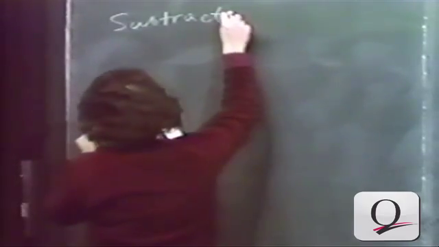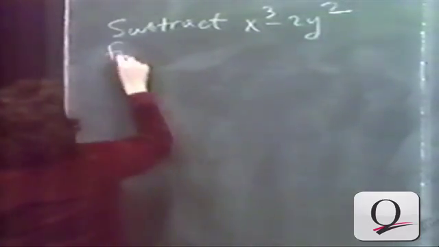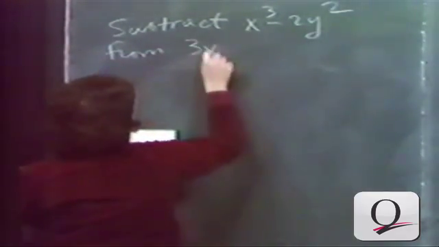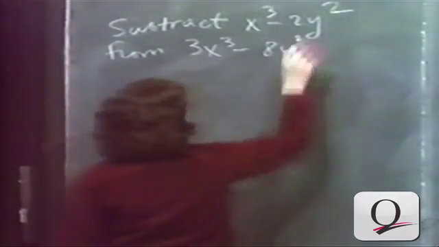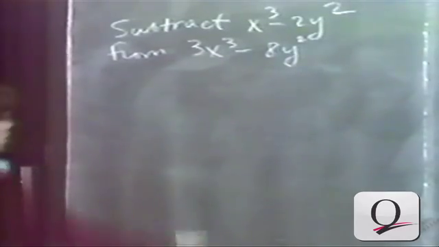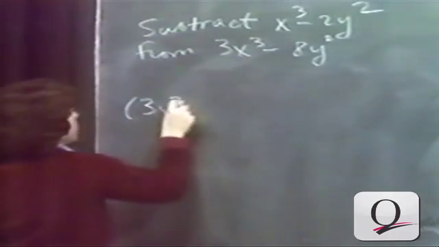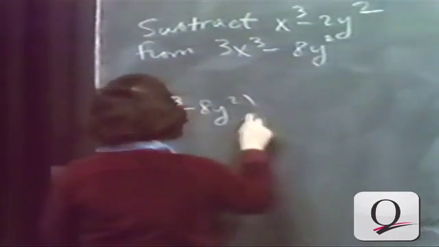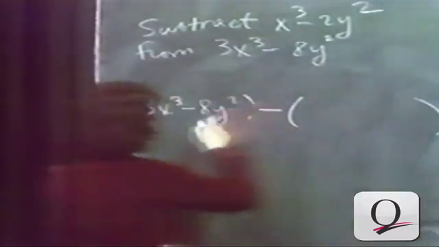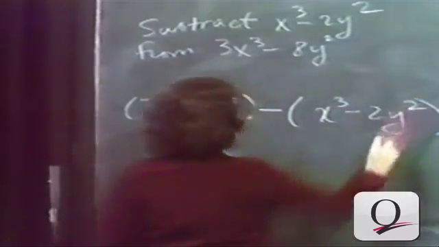Okay, now let's try a subtraction example. Subtract x cubed minus 2y squared from 3x cubed minus 8y squared. Okay, this means subtract this from this. So we would start with the 3x cubed minus the 8y squared, and we're going to subtract from that x cubed minus 2y squared.